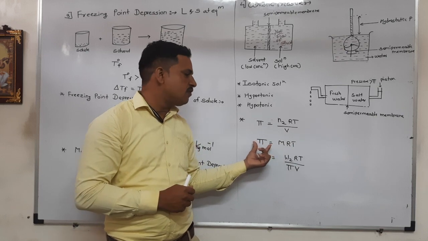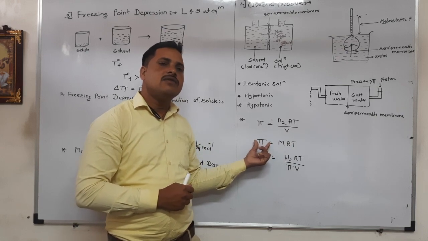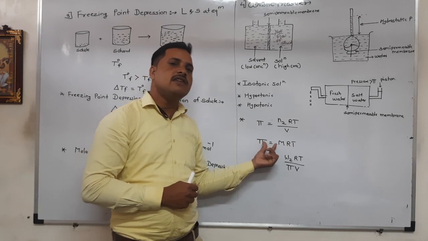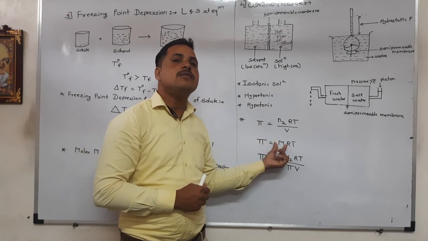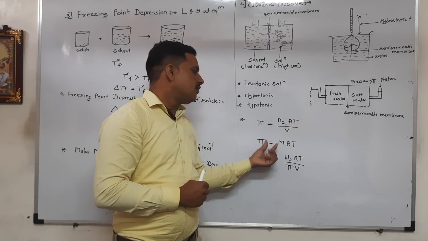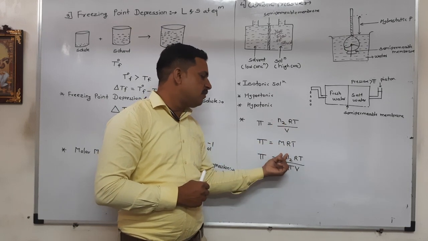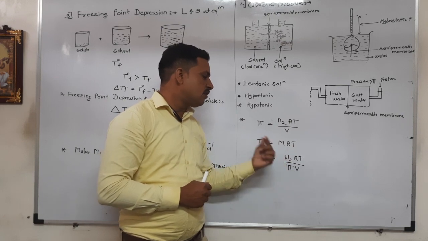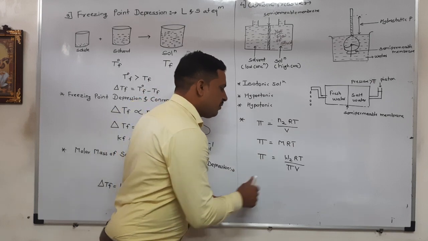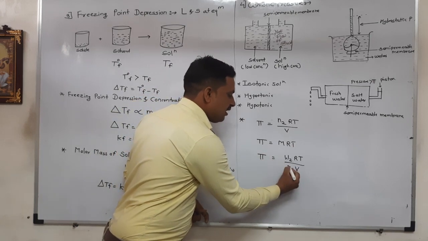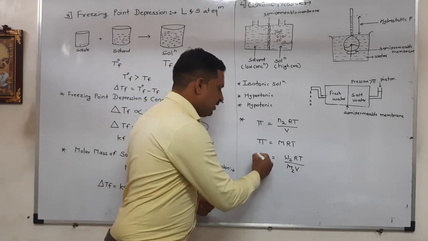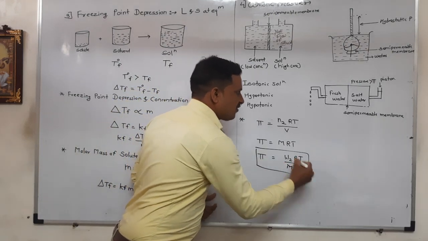In an MCQ or CET exam, a question can be asked: the osmotic pressure is directly proportional to the molarity of the solution. Now, if n2 is replaced by W2 upon M2, we get the equation π = W2RT/(M2 × V). This is the important equation for problem solving.